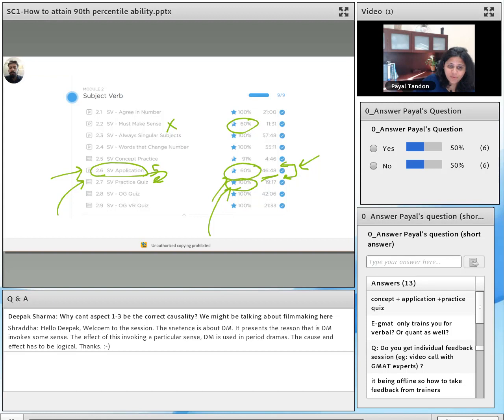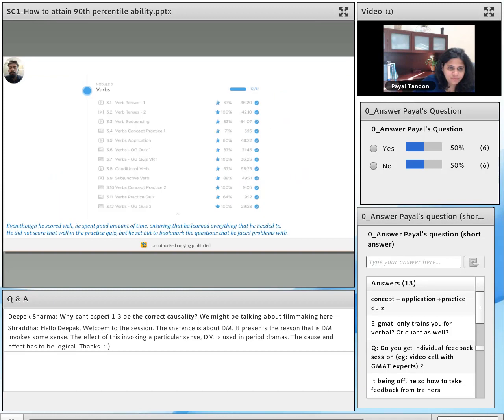Okay, what about quant? Absolutely, we have similar files, similar course structure for quant as well. You get similar kind of feedback for quant. In fact, attend my webinar tomorrow on number properties and you can see it for yourself. Okay, all right, let's continue. Now, verb tenses was a similar thing.